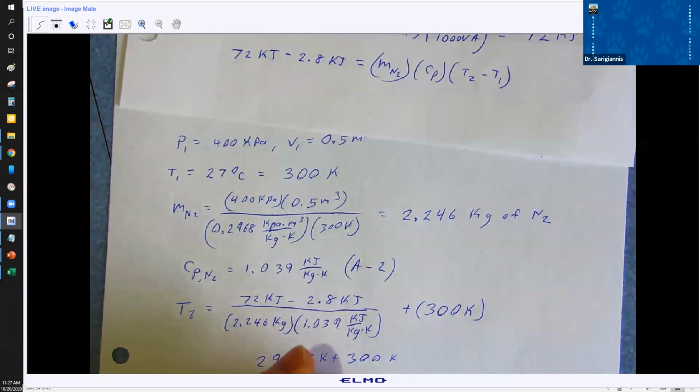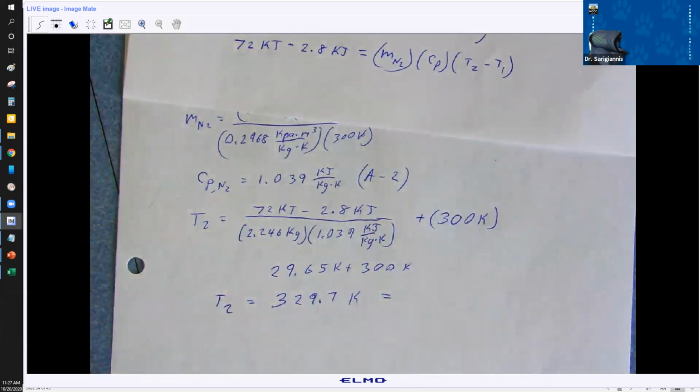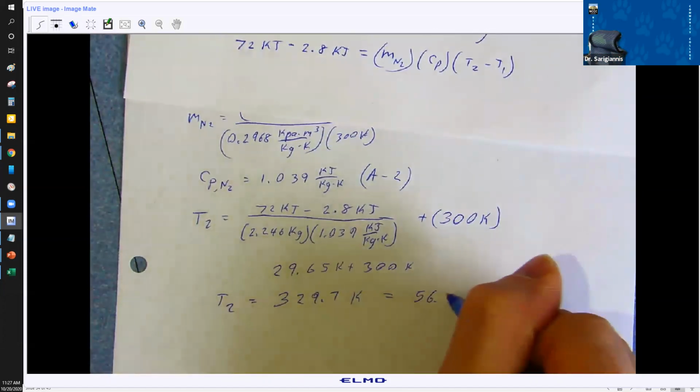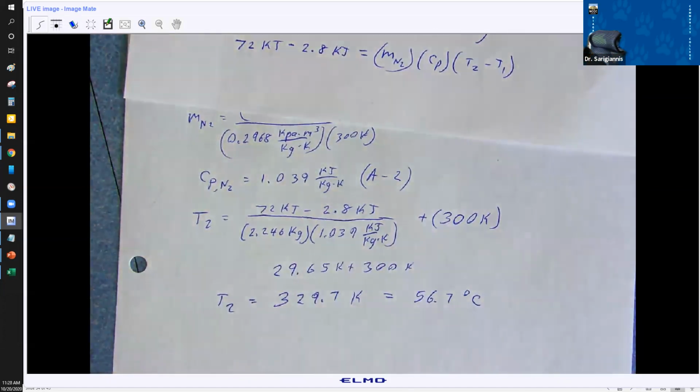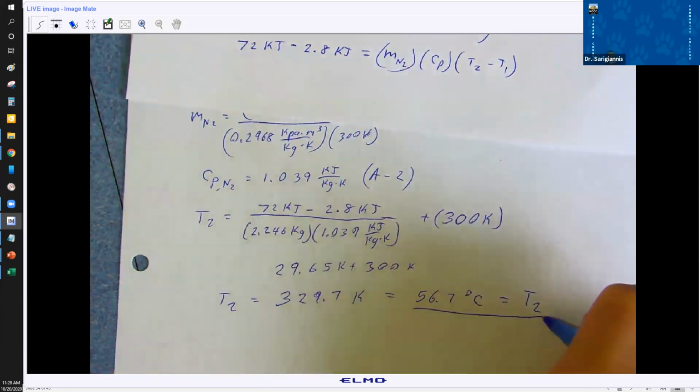So T2 equals, we'll round this to 329.7 Kelvin. And that's going to equal 329.7 minus 273, just 273 because I didn't use the 1.5. We got 56.7 degrees C. So that's our temperature T2. That's our answer for this problem.